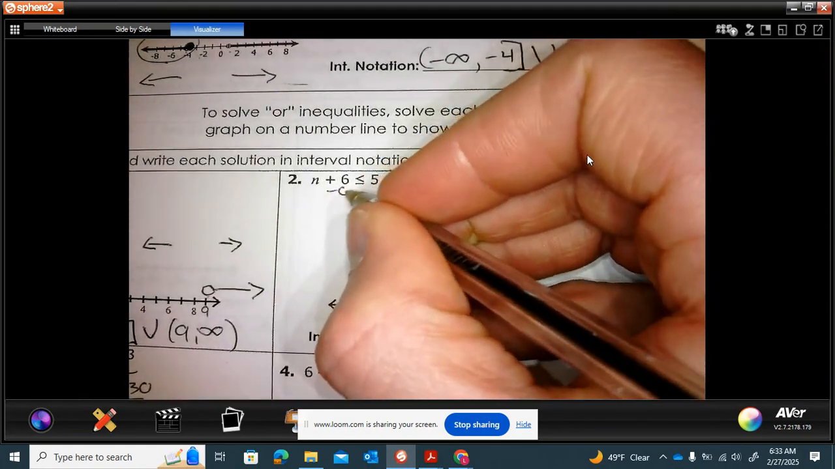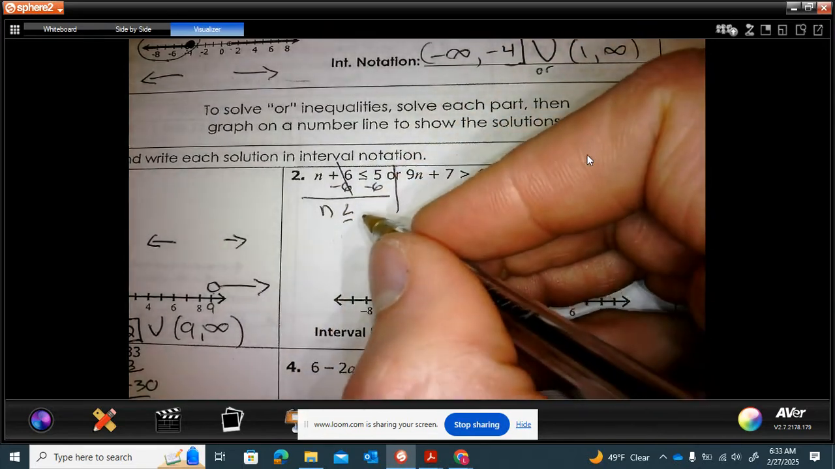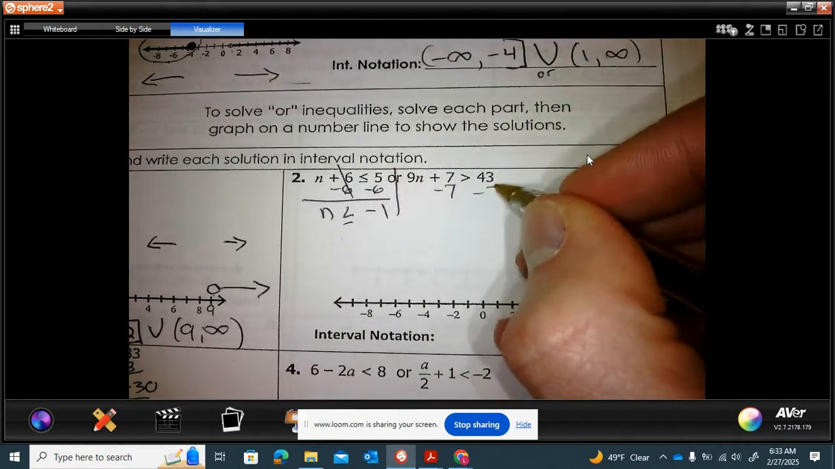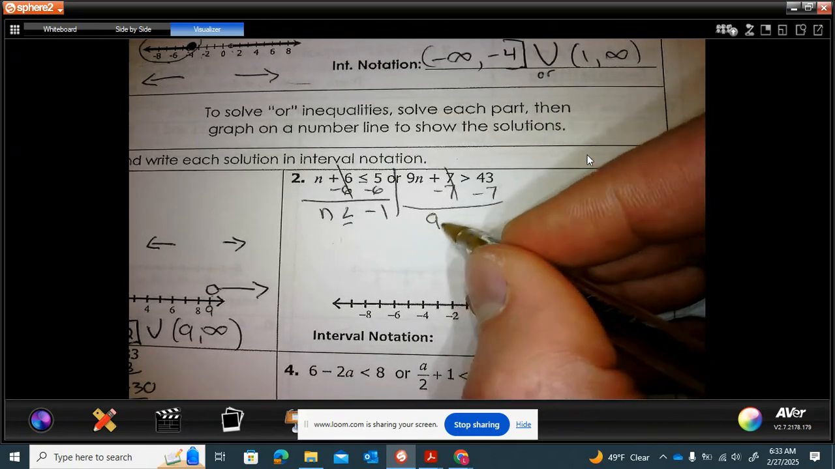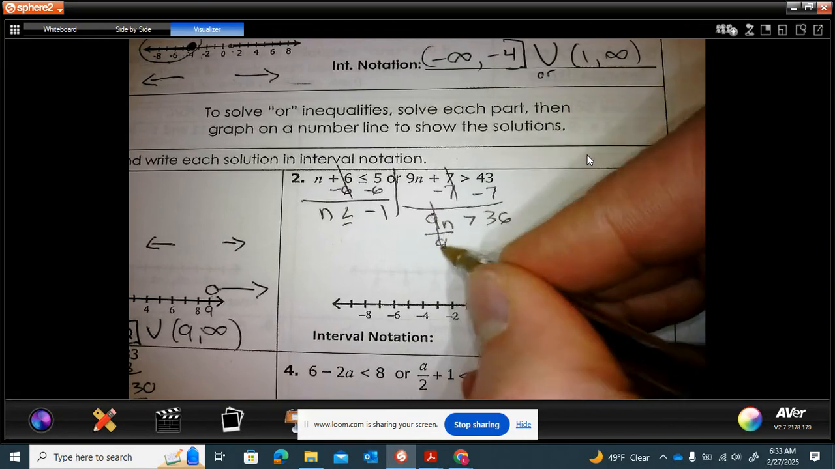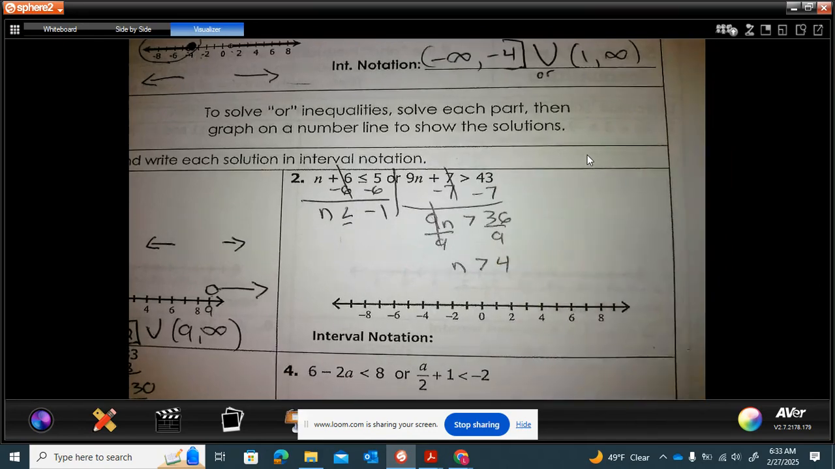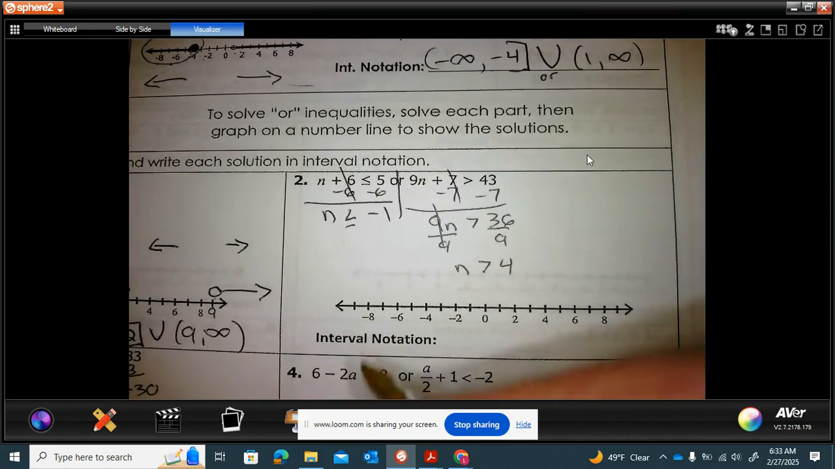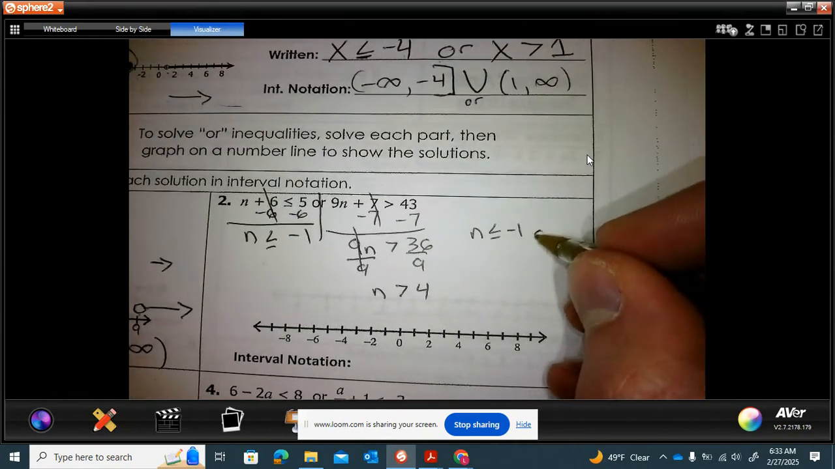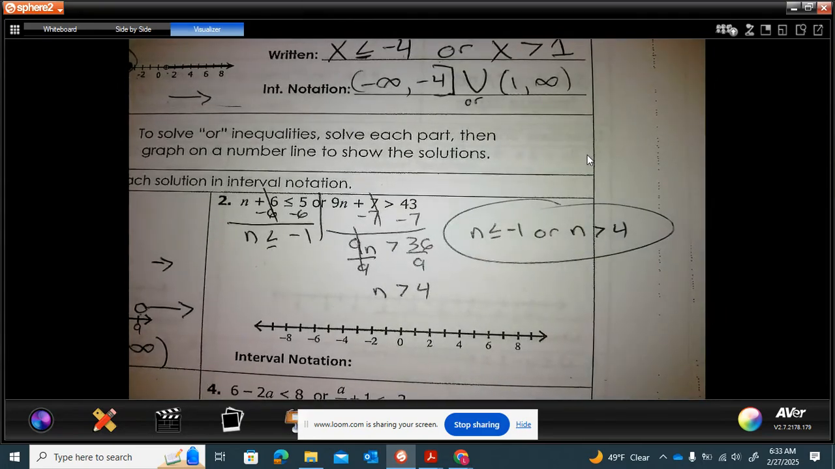And so you subtract 6, you're left with n is less than or equal to negative 1. And that one's just solved. I subtract 7. I'm left with 9n is greater than or equal to 36. I divide by 9, keep my inequality symbol. No need to flip any symbols here. So I have my final answer: n is less than or equal to negative 1, or n is greater than 4. So that's one way to write it.